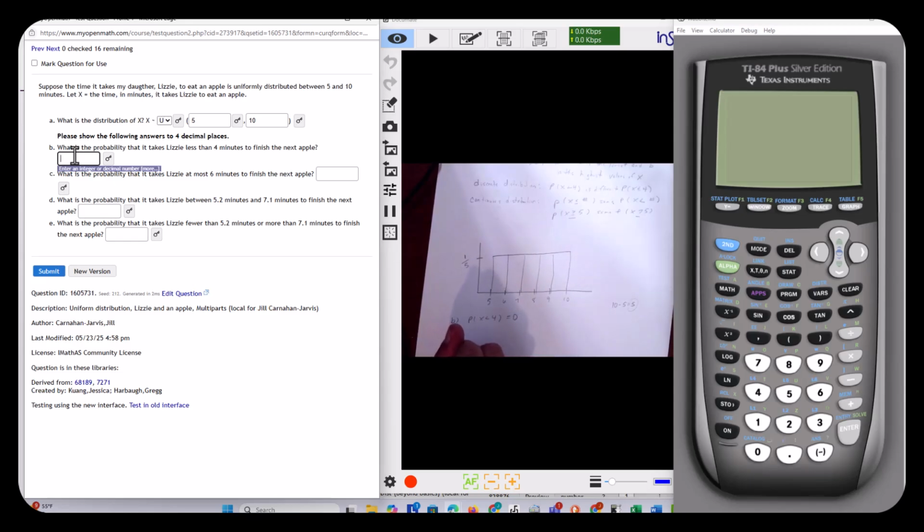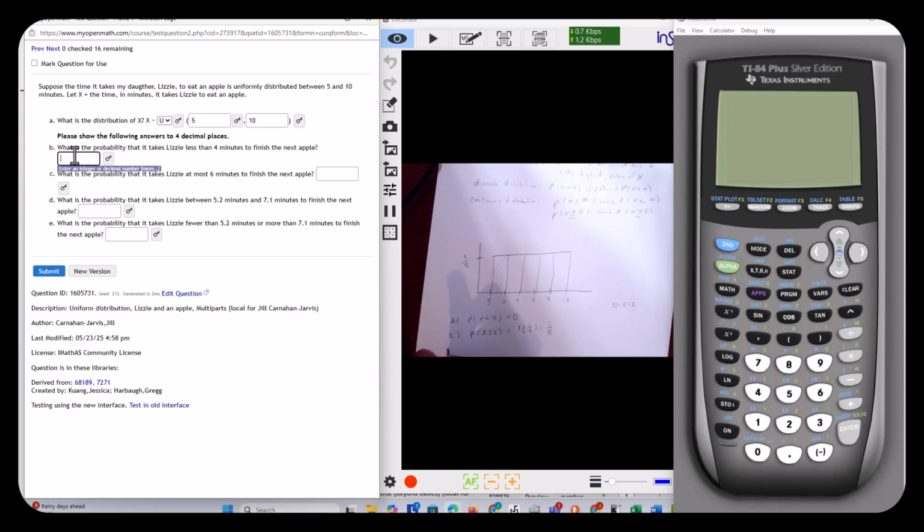Going to C. The probability it takes Lizzie at most 6 minutes. So at most 6 minutes. How would I write that? Their data set would be 5 to 6. So we'll just say that X is less than or equal to 6. So it's really just going to be this one here between 5 and 6. So there's one of those, so it'll be 1 times 1/5, equal to 1/5.